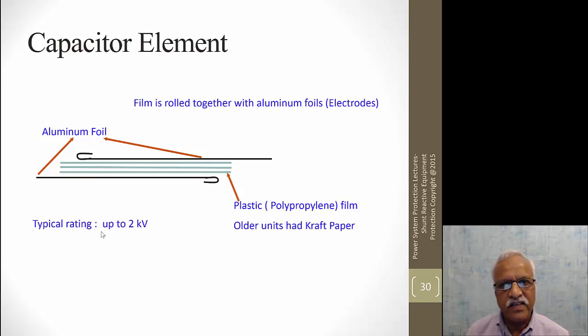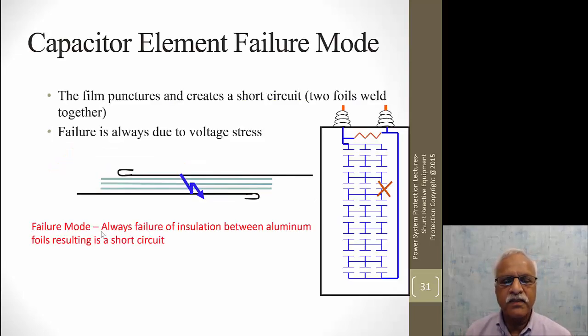And the design can change, and they can exceed this. But this is the present design standard. They design by the standards used by the manufacturers. So what happens because of the voltage stress? It punctures between the two electrodes, and then it shorts the two aluminum foils, the two electrodes, resulting in a short circuit. So when it shorts here, it essentially takes one full series element out of this.